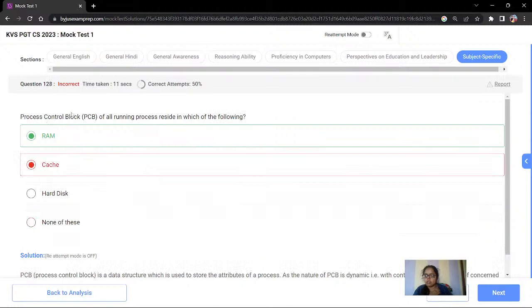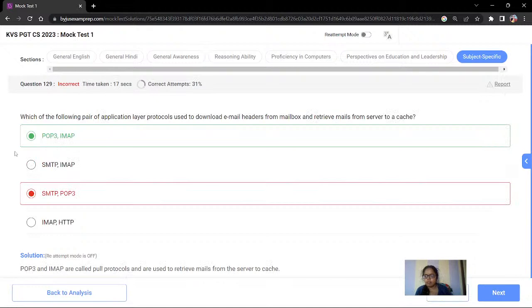Now, the process control block, PCB, of all running processes resides in which of the following? The PCB, process control block, is kept in RAM, that is random access memory.